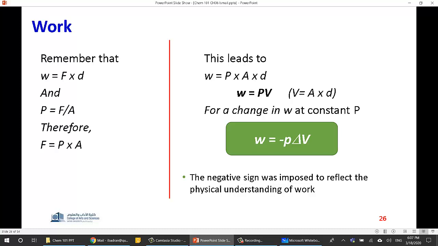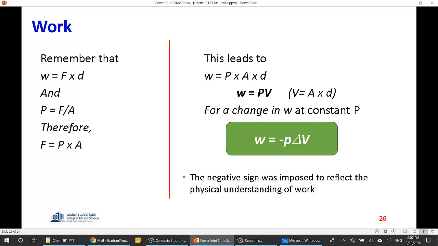Because area times distance is volume, we come up with this equation that work is equal to PV. But if we are considering a change in work, where a system is doing work or work is done on it, then the work at constant pressure is equal to minus P delta V. Because P is constant, the volume might change, so I come up with W equal to minus P delta V. So where did this minus come from? This negative sign was imposed to reflect the physical understanding of work, as I am going to explain later. It has been imposed here to get the right answer for work.